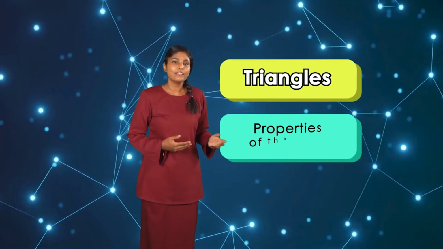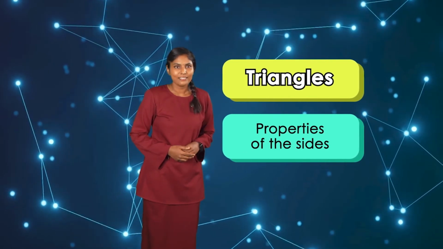Now, let's find out more about triangles, shall we? Triangles can be classified based on their properties. In this chapter, you will be able to categorize the triangles based on the properties of their sides and angles. Firstly, we will look at triangles based on the properties of their sides.